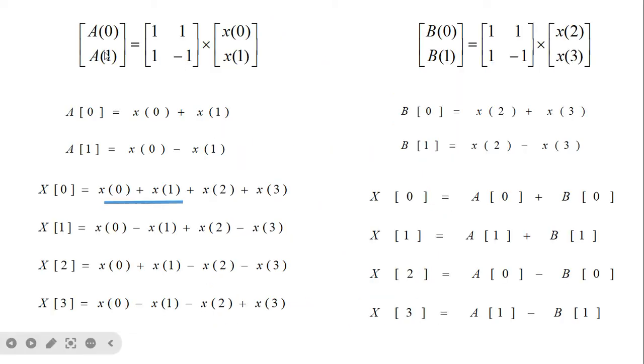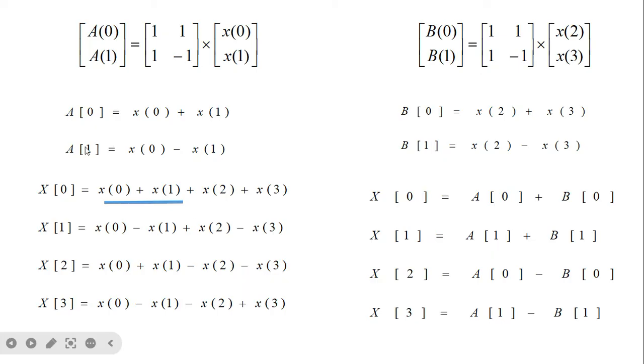Now see the next diagram. 1 1 1 minus 1, for x0 x1 we are taking a0 a1, and for b0 b1 we are taking x2 and x3. a0 is x0 plus x1, a1 is x0 minus x1, b0 is x2 plus x3, and b1 is x2 minus x3. Now this is the equation we are getting with the 4 by 4. Now here we can see that this can be arranged with a and b. So first is a0 plus b0, and we will get x0 x1 x2 x3.